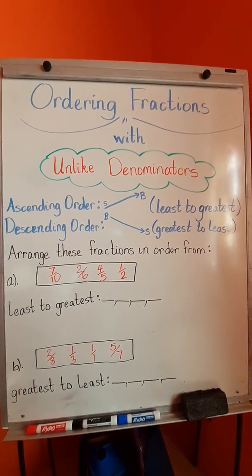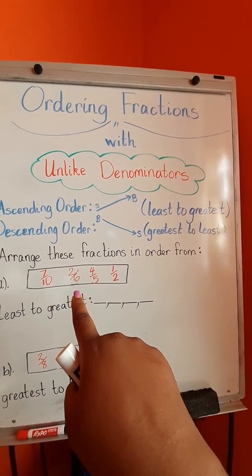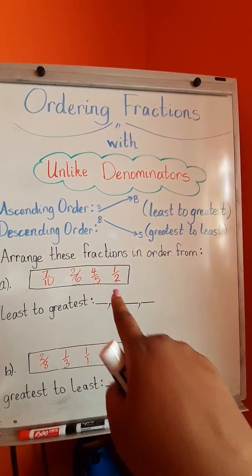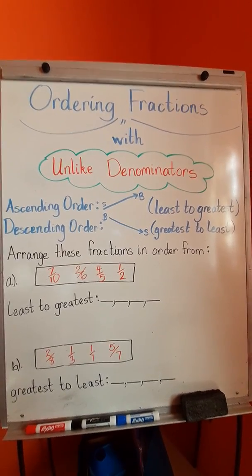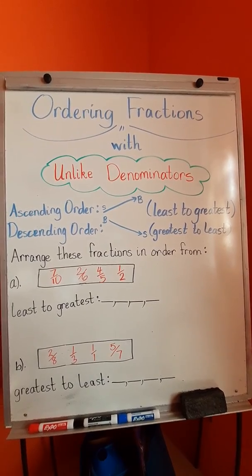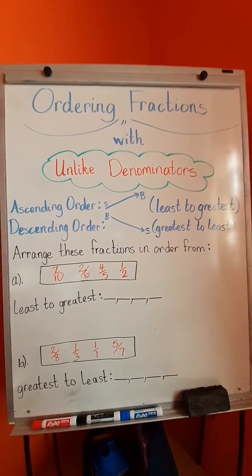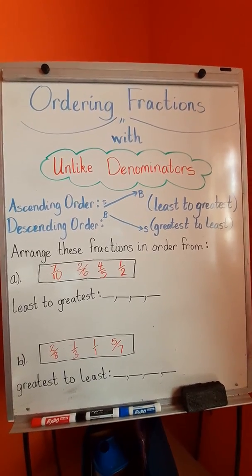The fractions we are looking at today are 7 over 10, 2 over 6, 4 over 5, and 1 over 2. To order fractions with unlike denominators, we are going to take the same approach as we did with the comparing fractions video. If you haven't seen that, I encourage you to take a look.